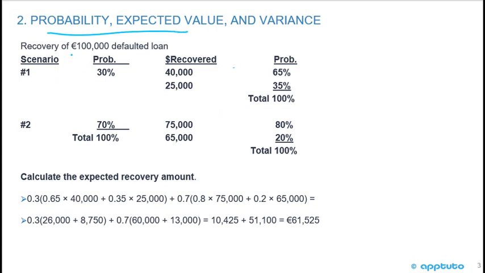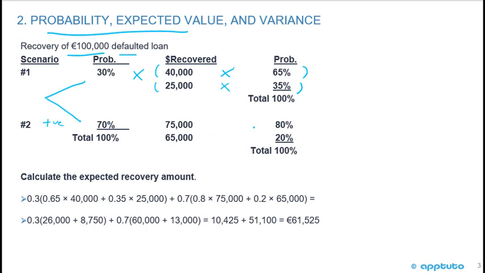Okay, now we're looking at probabilities and expected values. In this scenario, we're going to look at the recovery of a €100,000 defaulted loan. There are two scenarios in recovering that loan: scenario 1 and scenario 2. In scenario 1, there's a 65% probability that we'll recover €40,000, and a 35% probability that we'll recover €25,000.